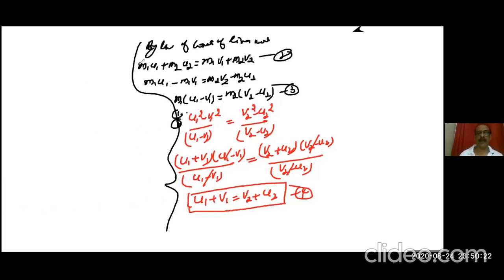Now look, from here, first we will get V1 because we need the formula after collision. So first let us take it. V1 is equal to V2 plus U2 minus U1. This is equation number 5. Any doubt?